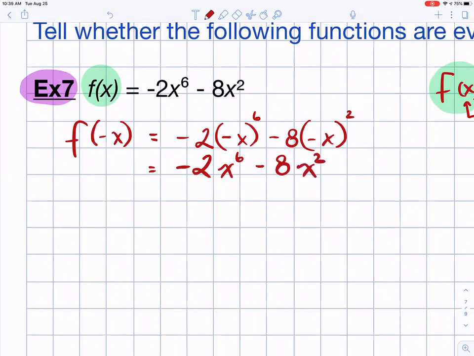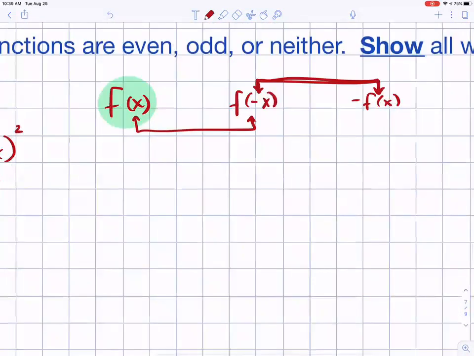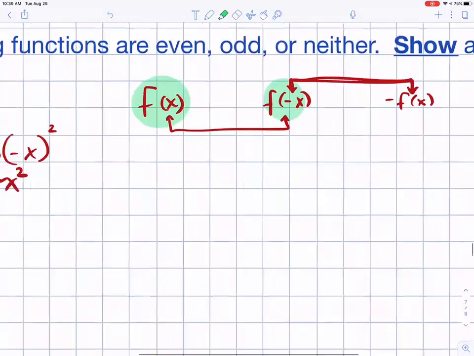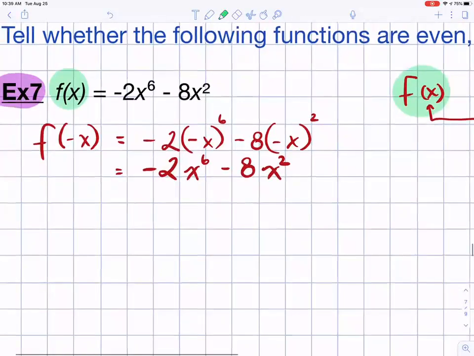Okay, remember the test. The test said that we were supposed to compare f of x to f of negative x. If they are the same, it's even. All right, let's go compare. Look at the original and look at the cleaned up version of f of negative x. Same or not the same? Same. Good. Okay, so this is what? Even.